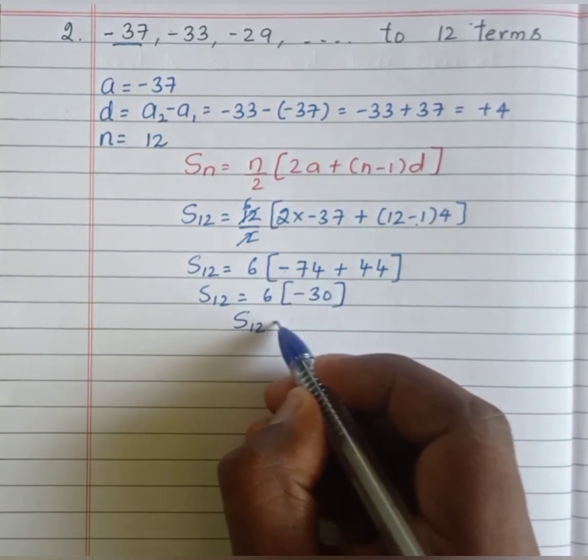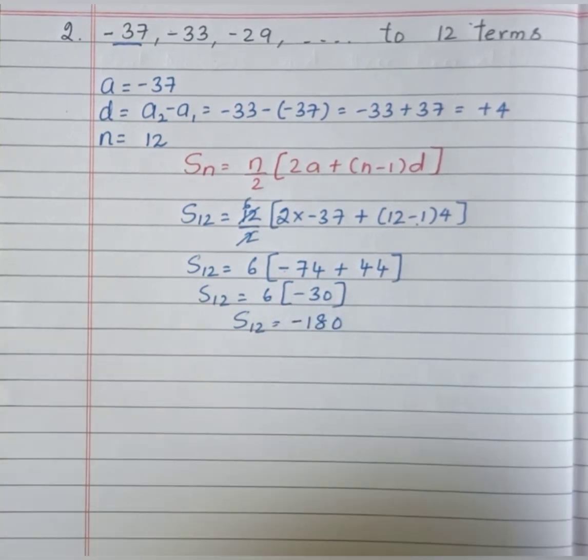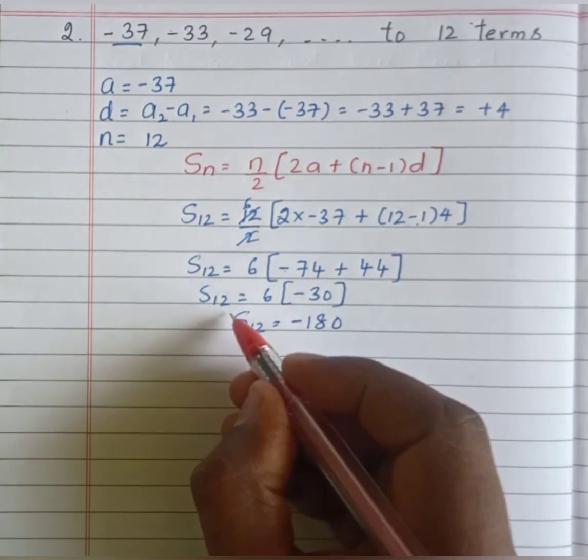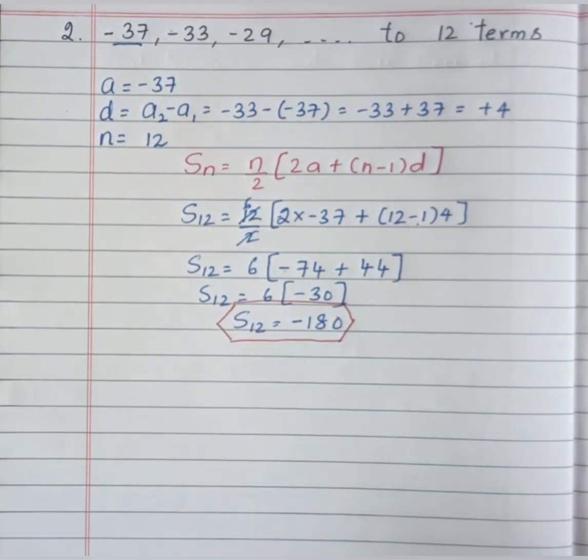So S12 equals 6 into 30 is 180, then plus into minus is minus. Therefore the sum of 12 terms of the given AP is minus 180.